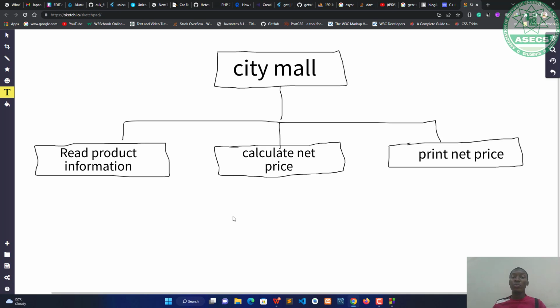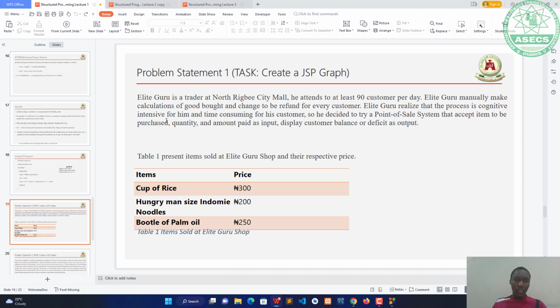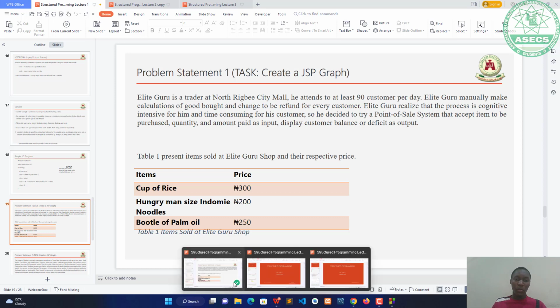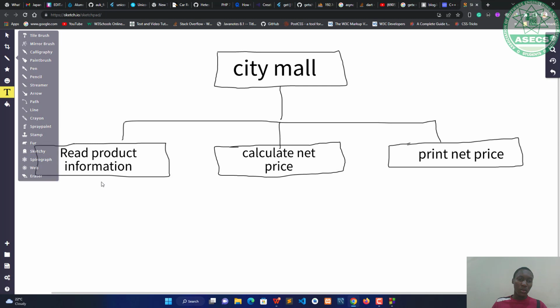So now at this level, we have to refine this solution. And at an overview level, we have to refine it more and more. So now under this read product information, we have to specify the product information that the customer needs. And they are here, yes. Item to be purchased, quantity and amount paid. So that means we need another thing over there. So over here, we need another what?